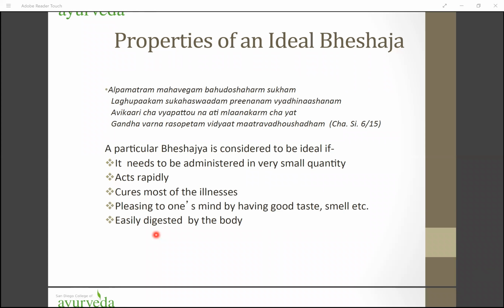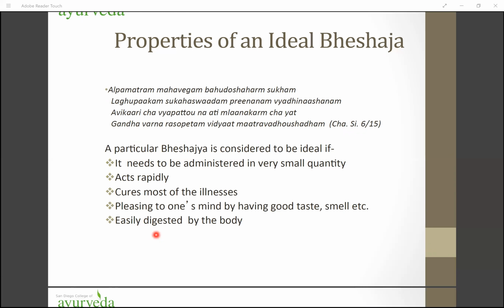Most of our classical preparations that do not contain metals and minerals and rasas, meaning here mercury, right? So the classical preparations with just herbs and just plant-based products will start working as soon as they are digested by the body.